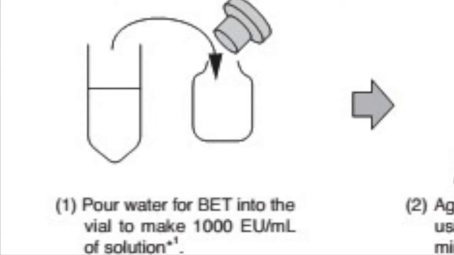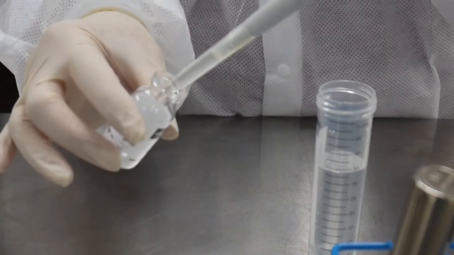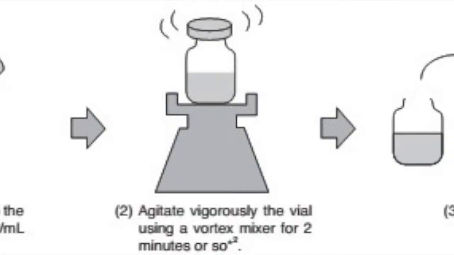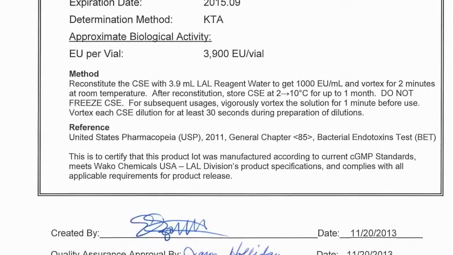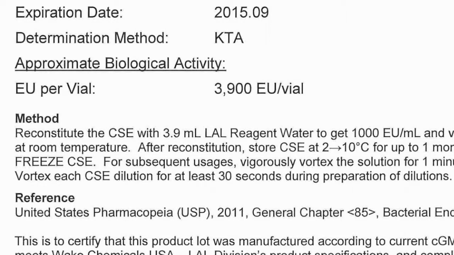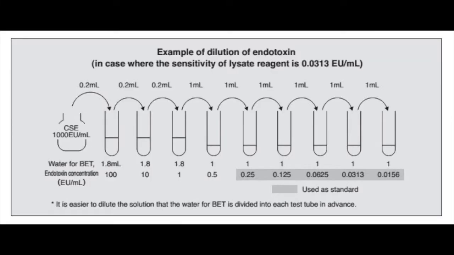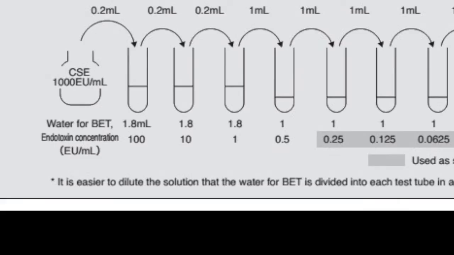We must first add to our CSE the correct amount of lysate reagent water to make a 1000 EU per ml concentration. The amount of reagent water necessary to reach this concentration can be found within the C of A for the matching kit. We show here an example for diluting endotoxins, but in this particular test, we will only dilute to 0.0625 concentration.